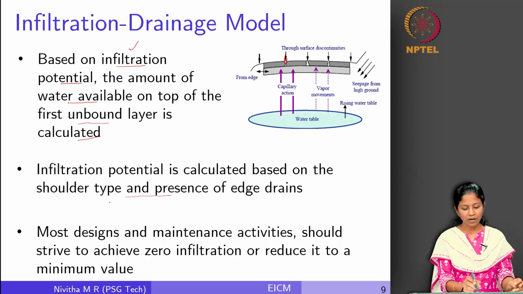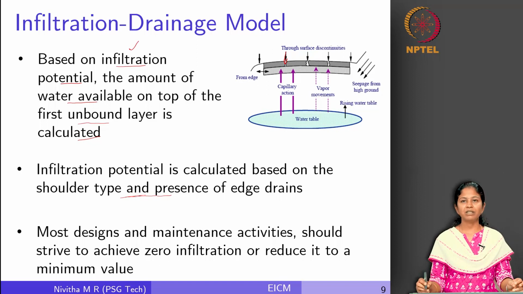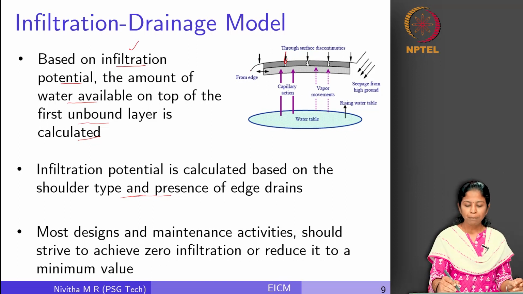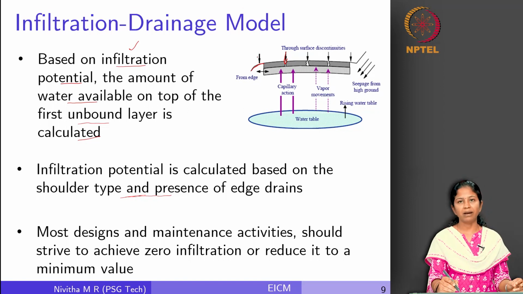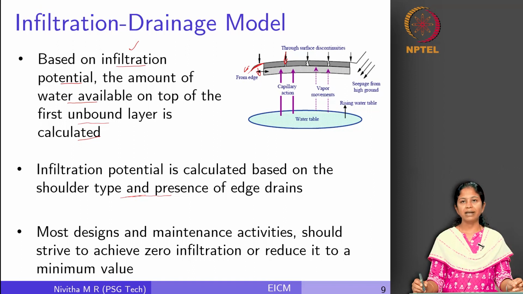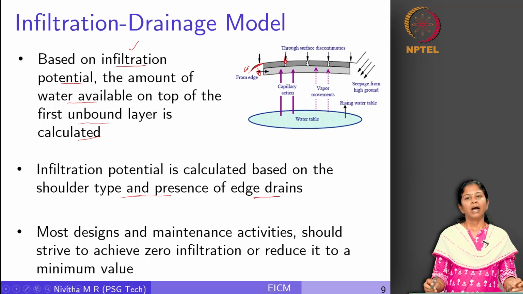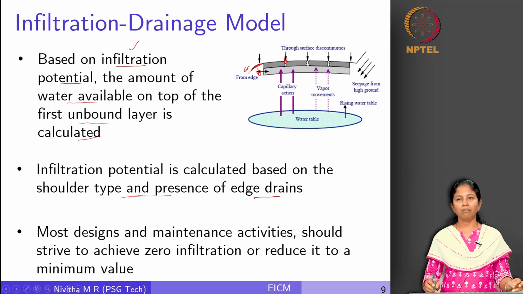It is a function of the shoulder type and the presence of edge drains, right, because depending upon the shoulder, if it is covered with soil, the infiltration potential will be higher. If it is covered with the concrete surface or any other material which can drain off water and not let it infiltrate inside, the infiltration potential will be low. Similarly, if there is presence of edge drains, the water can drain off quickly, right. So, this potential is calculated based on these two parameters. Again, if you look into the details of the EICM model, they have equations as to how these things are computed.